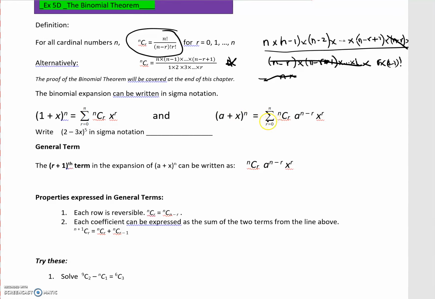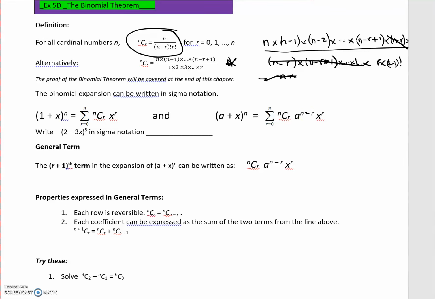In sigma notation, the expansion would be the sum from r equals 0 to n of nCr as one component of the coefficient, a to the n minus r, and again, if a is a numeral, then that will also contribute to the coefficient. If x has a coefficient, then that will contribute to the overall coefficient, and obviously then the term x to the r.